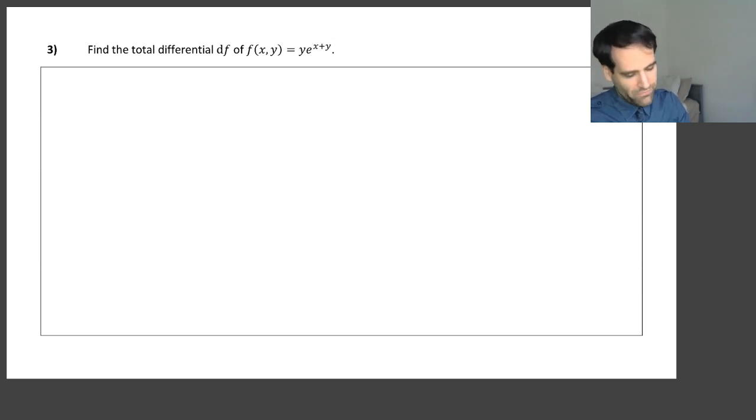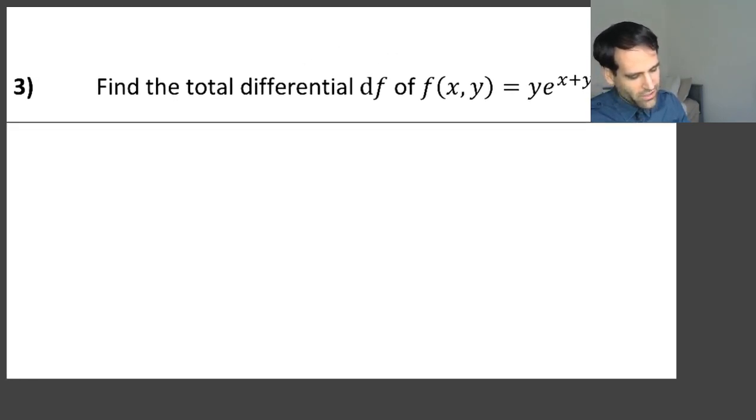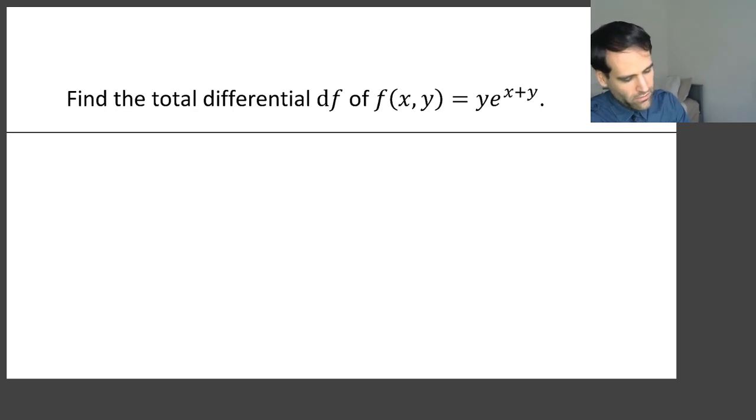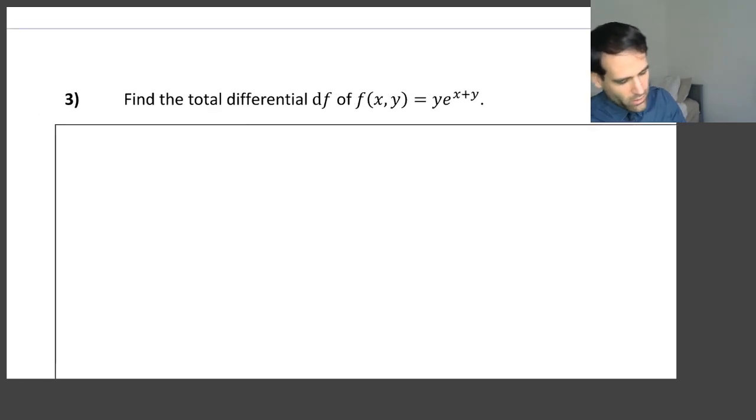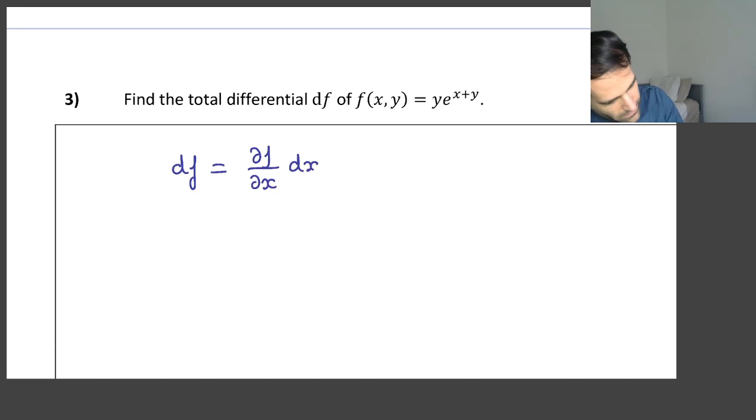Let's do this problem. Find the total differential df of the function of x and y, which is equal to y times the exponential of x plus y. So the total differential df, if you remember from the definition, will be the partial of f with respect to x times dx plus the partial of f with respect to y times dy.